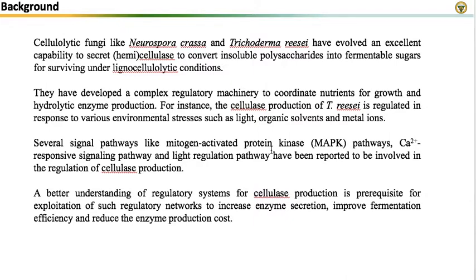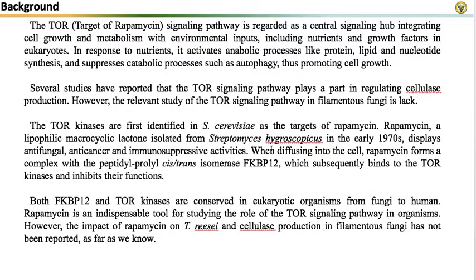So a better understanding of regulatory systems for cellulase production is a prerequisite for exploitation of such regulatory networks to increase enzyme secretion, improve fermentation efficiency, and reduce the enzyme production costs. The TOR signaling pathway is regarded as a central signaling hub integrating cell growth and metabolism with environmental inputs, including nutrients and growth factors. In response to nutrients, it activates anabolic processes like protein, lipid, and nucleotide synthesis and suppresses catabolic processes such as autophagy, thus promoting cell growth.